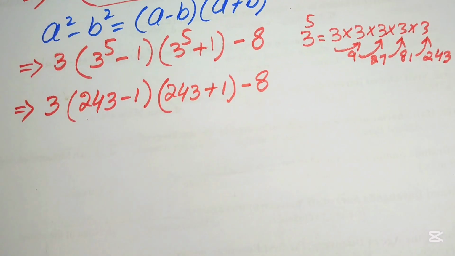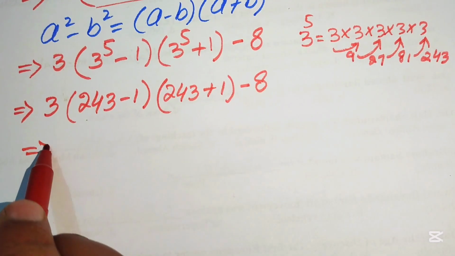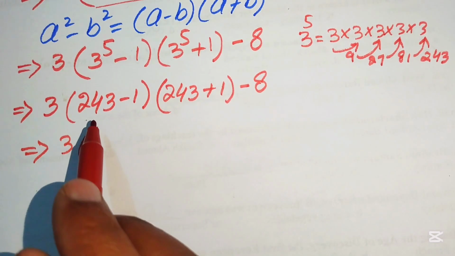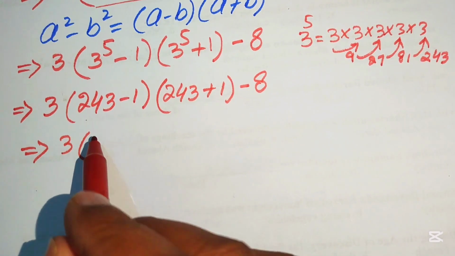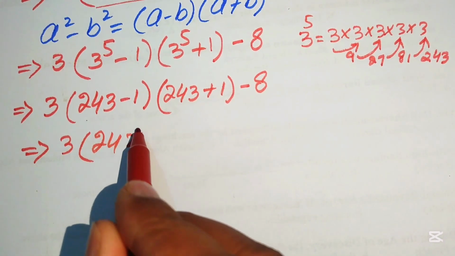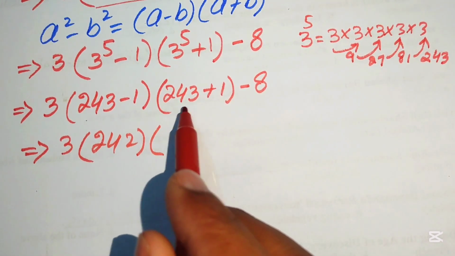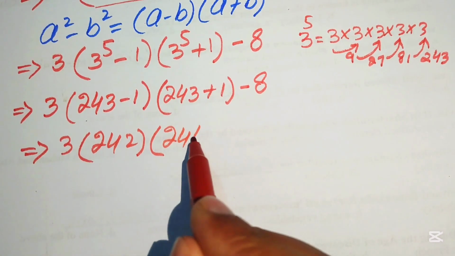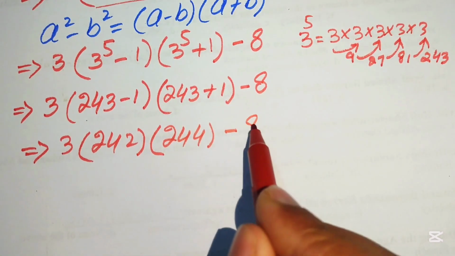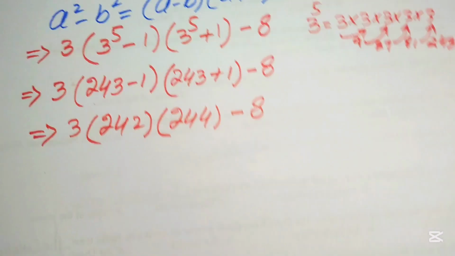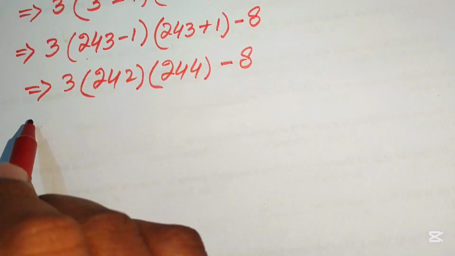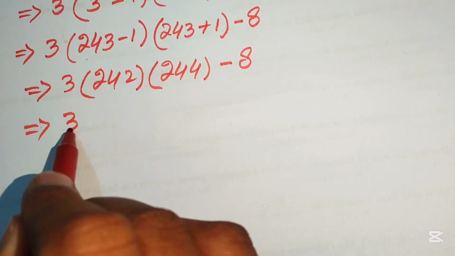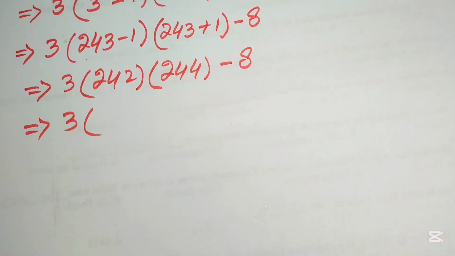So now after that you see here we have 3 times of 243 minus 1 equals to 242 into this is 243 plus 1 equals to 244 minus 8. Okay, so here we again rewrite this algebraic expression, so we write this 242 and 244 in this way. Here the product of these two numbers will become easy.